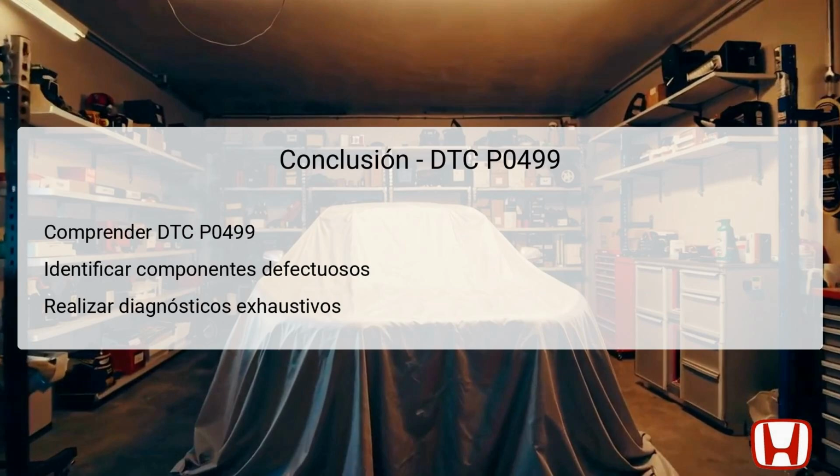In conclusion, understanding DTC P0499 is vital in maintaining your Honda CRV's performance and emissions compliance. By identifying faulty components, like the EVAP canister vent shut valve, and recognizing possible wiring issues, technicians can navigate the troubleshooting process effectively. Performing thorough diagnostics using HDS tools ensures accurate identification of problems, and various repair strategies can be employed based on the findings.